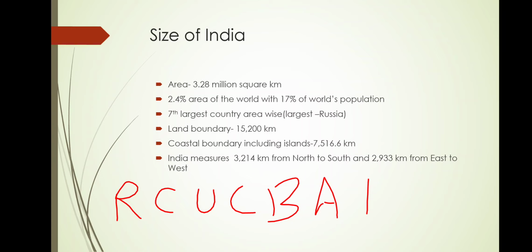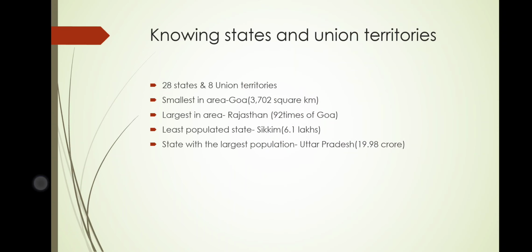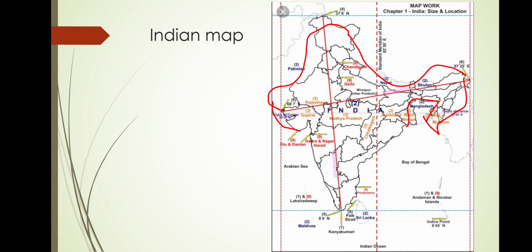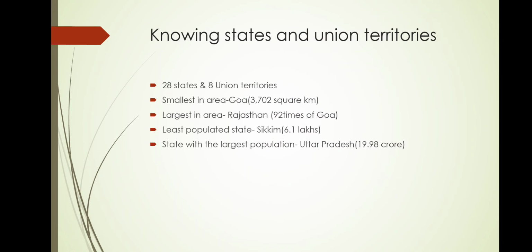Okay, India's measurements I have already explained to you. India measures 3214 kilometers from north to south and 2933 kilometers from east to west. That is very important to remember, and this map is a very good map to understand each and everything you want to learn.